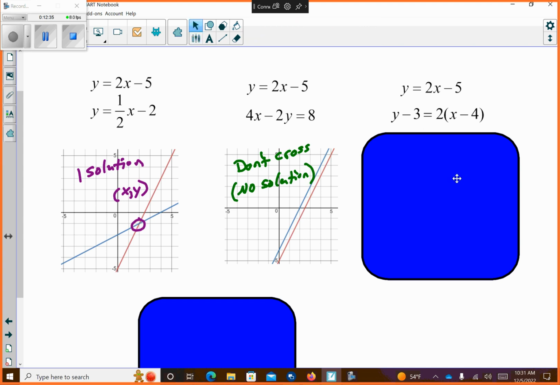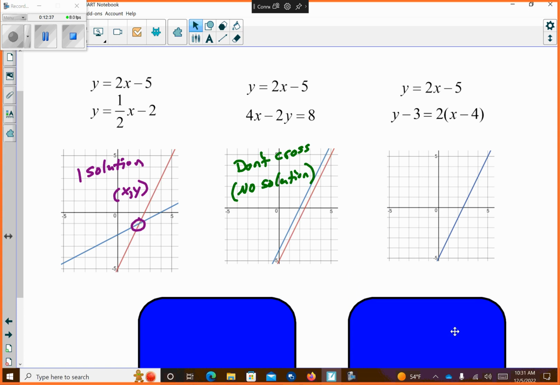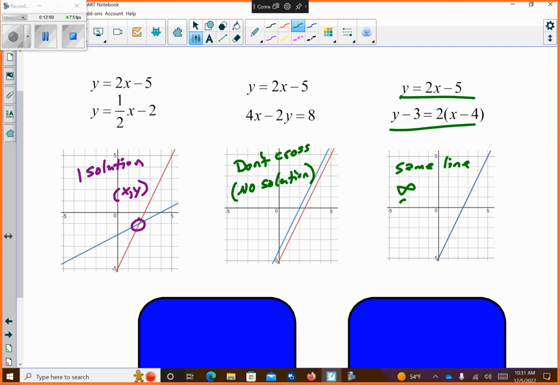Okay, and my third scenario is if I try and graph it, notice I only have one line. That means if I had graphed this, it is the same line. So these two different equations that I graphed give me the same line. This means we have infinite solutions. Okay?